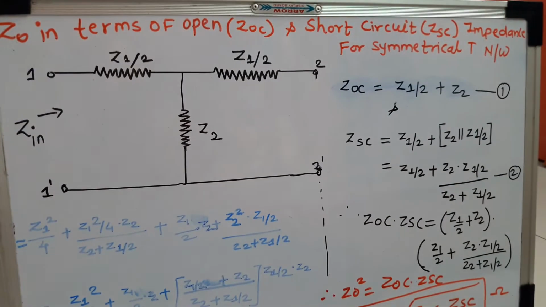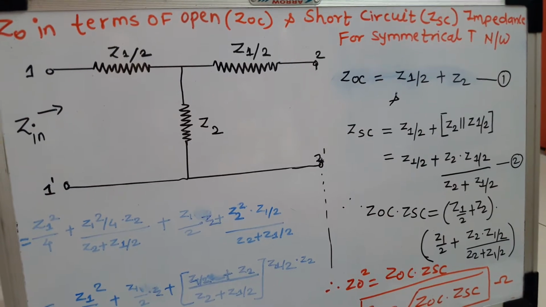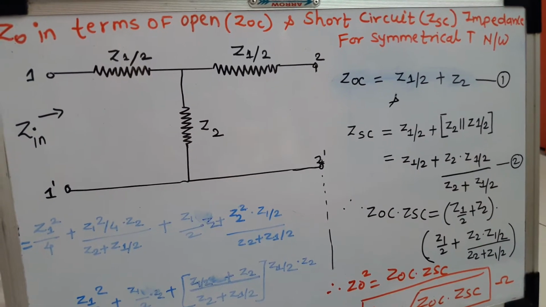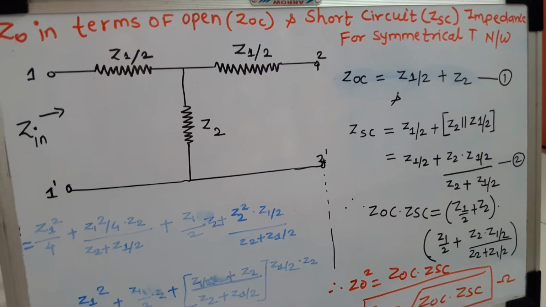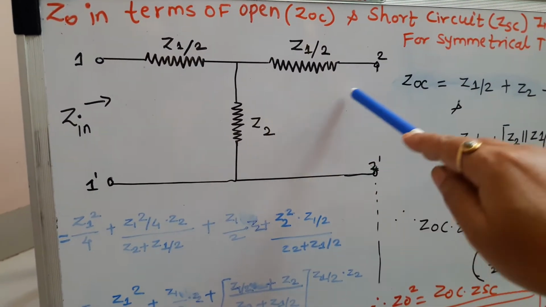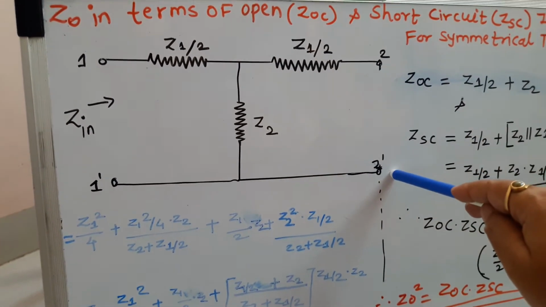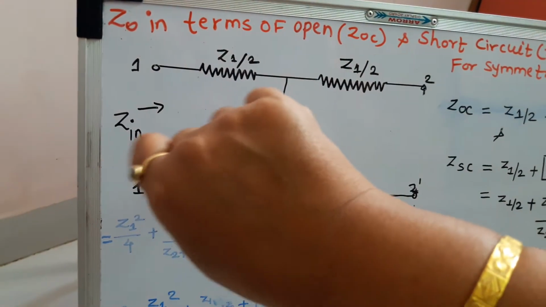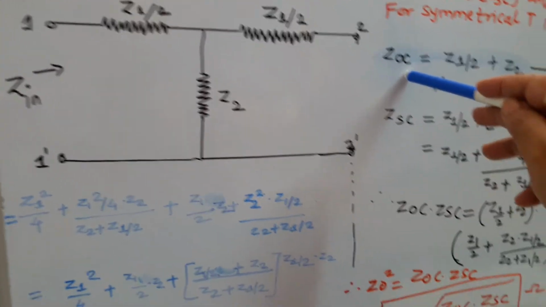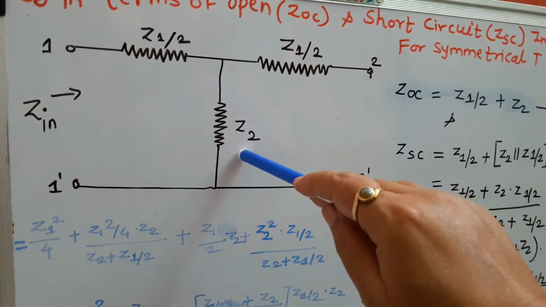Let us derive characteristic impedance Z0 for a symmetrical T network in terms of short circuit and open circuit impedance. This is a symmetrical T network. If terminals 2, 2 dash are open, the impedance seen from the left hand side will be called ZOC. So this ZOC will be given by Z1 by 2 plus Z2.